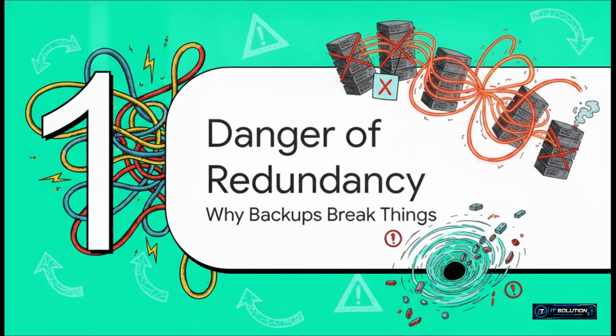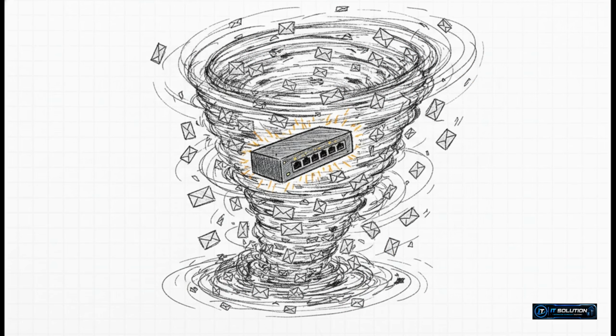Let's kick things off with Section 1, the danger of redundancy and why backups break things. The major takeaway here is that without management, a host gets caught in a literal storm of data. When a loop occurs, the link becomes completely saturated, creating what we call a broadcast storm. The switches become so overwhelmed trying to process the endlessly looping frames and constantly updating their MAC address tables that they can't even forward legitimate user traffic anymore. Without intervention, your incredibly expensive network hardware becomes completely useless.